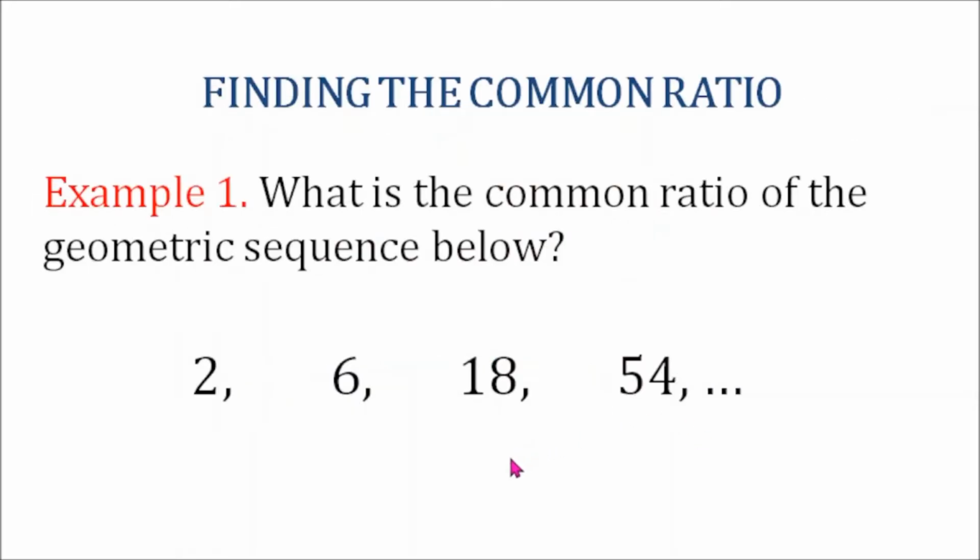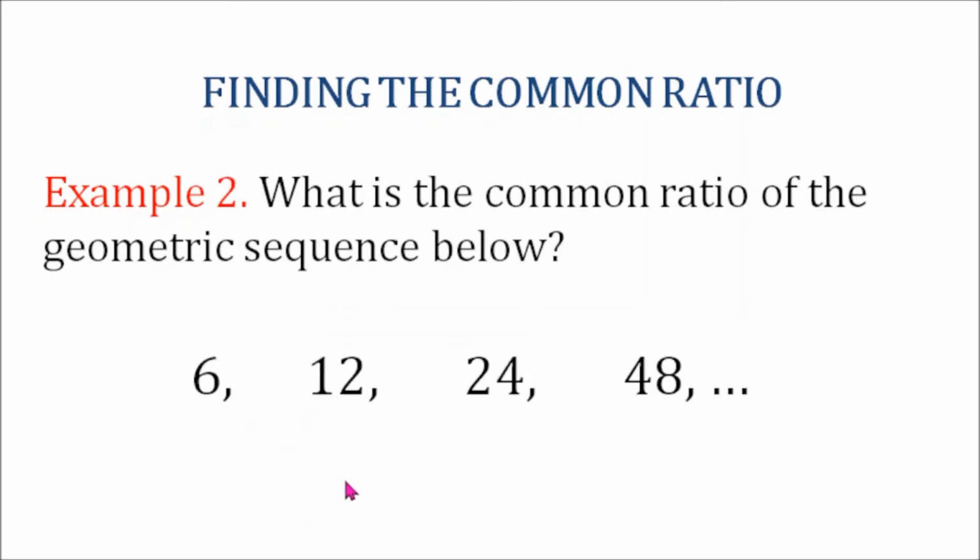In this lesson, the first thing we need to know here is finding the common ratio. So for example, what is the common ratio of the geometric sequence below? To find the common ratio, we pick any term and divide it by its preceding term. For example, if we pick 6, that means we divide 6 by 2. So that is equal to 3. So the common ratio is 3.